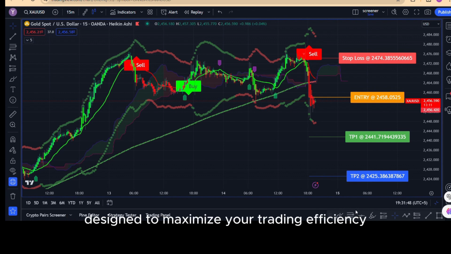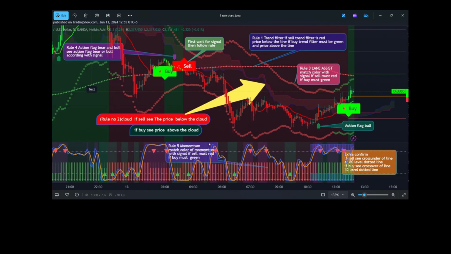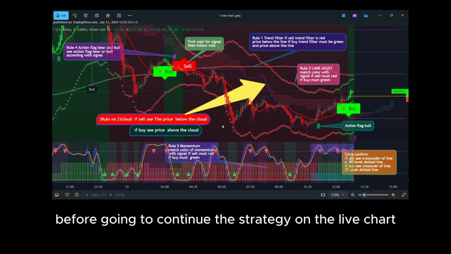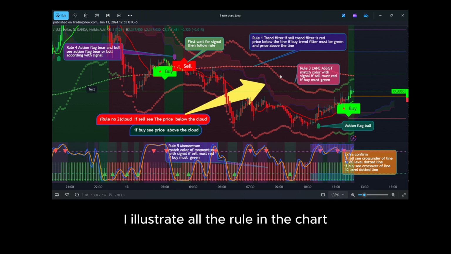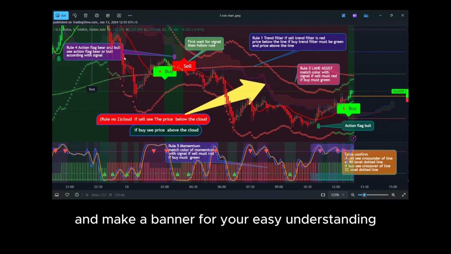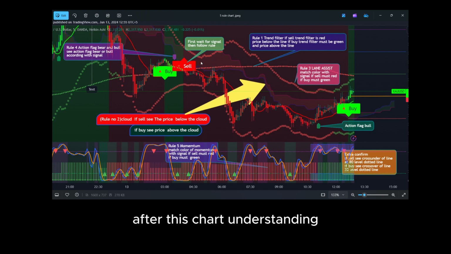trading efficiency and profitability. Traders, before we continue with the strategy on the live chart, you must understand this chart I made for you. I illustrate all the rules in the chart and made a banner for your easy understanding. After this chart understanding, you will easily understand the live market.